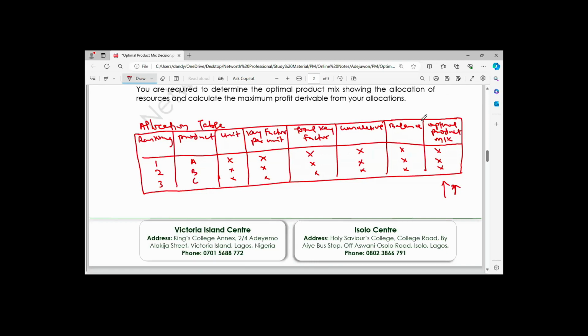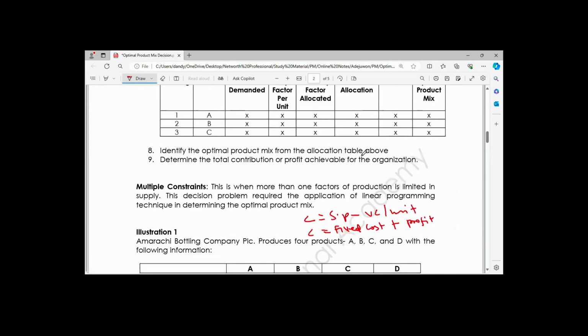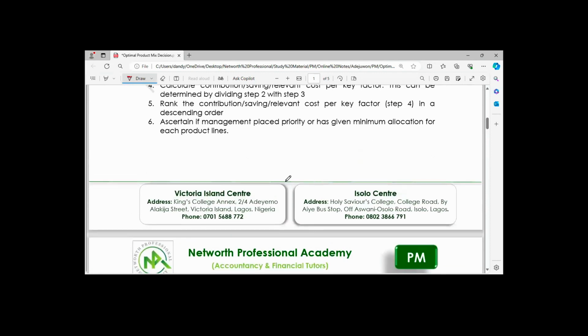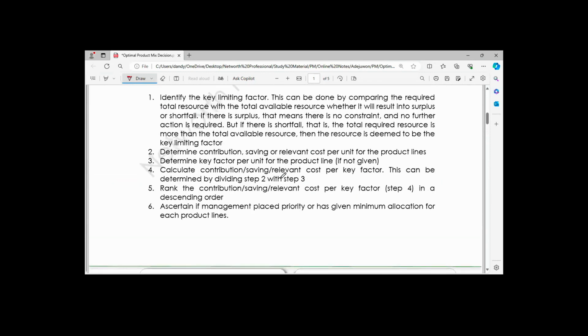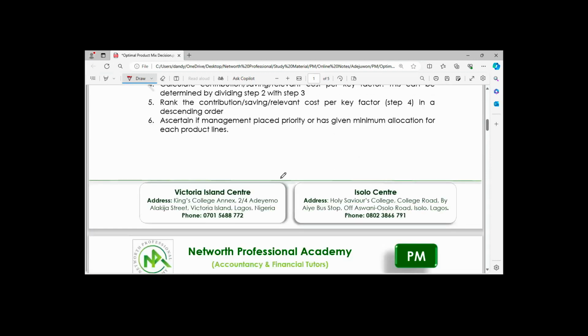So at this point, all we need to do is to solve questions. Let me know if you have any question for me before we go to calculations. All right. So if there are no questions for now, let's go straight to the calculation.